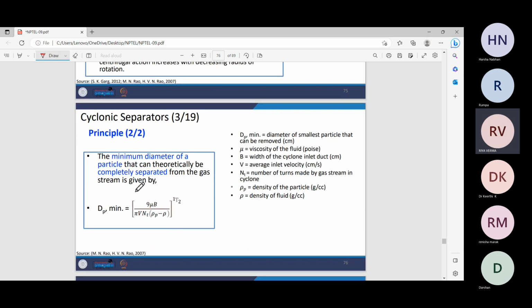And the minimum diameter of a particle that can be completely separated from the gas stream can be given by this formula. This is under root, power 1 by 2. The minimum size of particle, dp minimum, is 9 mu b upon pi v nt rho p minus rho, raised to the power 1 by 2.